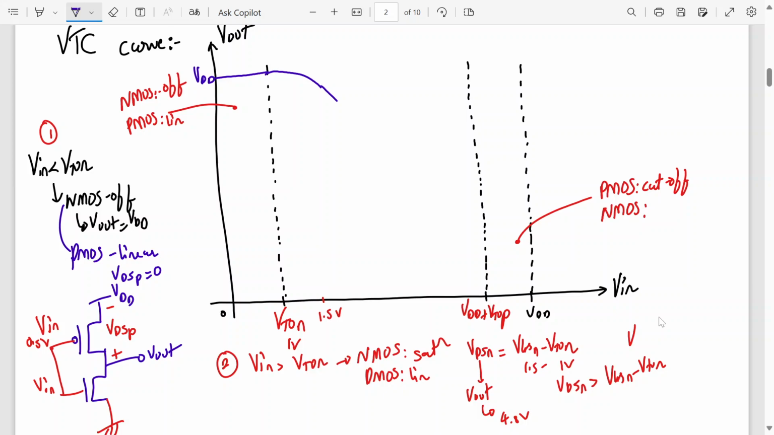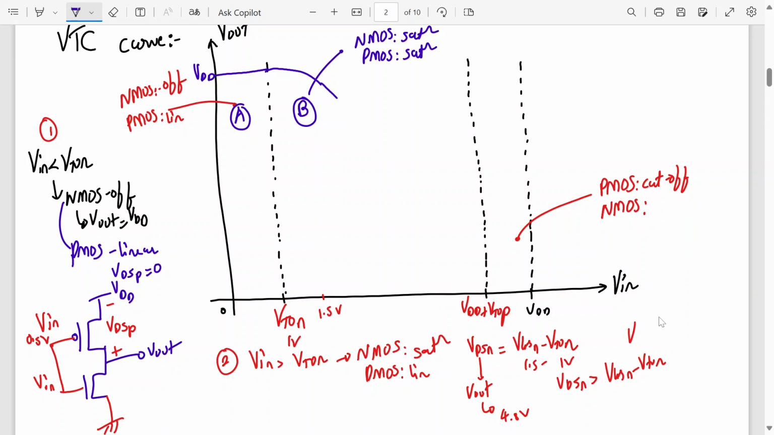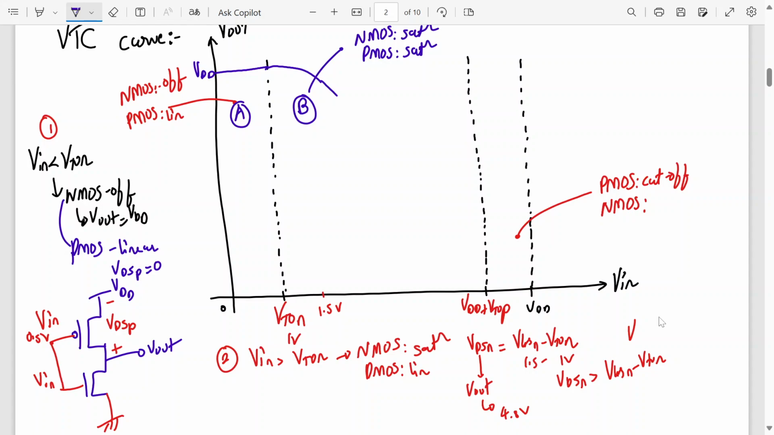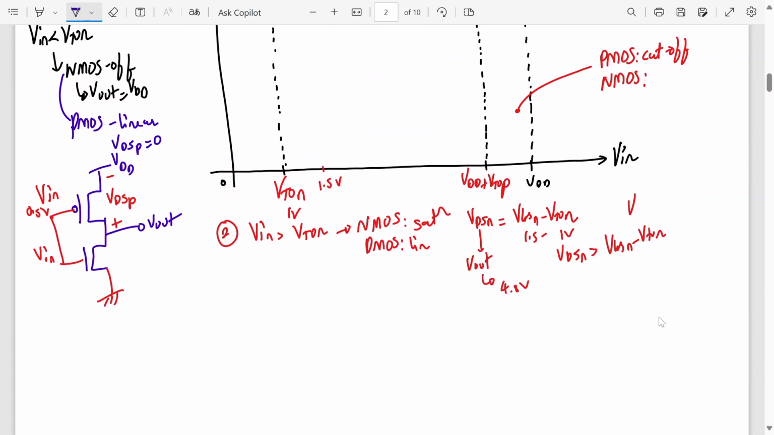So ये region, this is called as A, this is called as B. तो B में क्या हो रहा है बताओ? Now in next, if you increase the input further, what will happen now? Third case, what will happen? At some point, हाँ, PMOS जो linear में था, that will go in saturation.